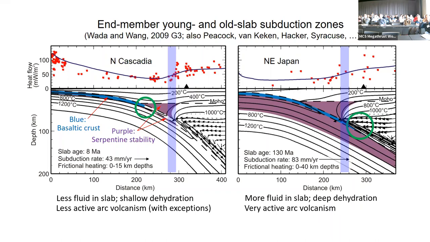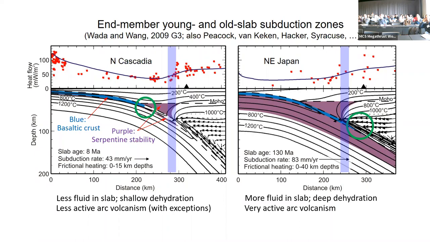releasing enough water to cause flux melting and produce a lot of magma. In theory, for the warm slab, by the time the slab gets here, when the mantle wedge is warm enough for melting, there's not enough fluid. So in theory we expect less active arc volcanism. But there are some exceptions, because magma can be produced for other reasons. But I think that's still generally the trend.